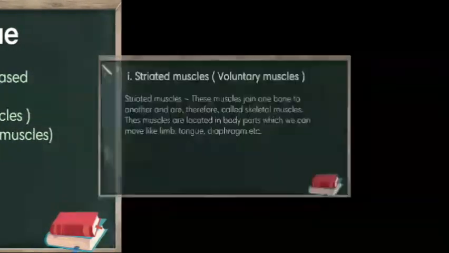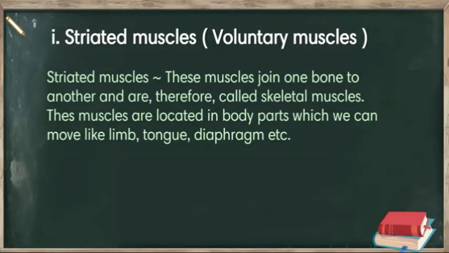Talking about the striated muscle or voluntary muscle, striated muscles are muscles joined from one bone to another and are therefore called skeleton muscles. These muscles are located in the body parts which can move like limb, tongue, diaphragm, etc.